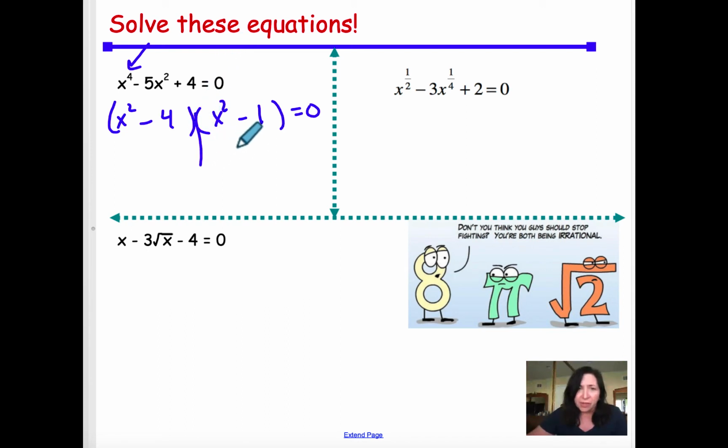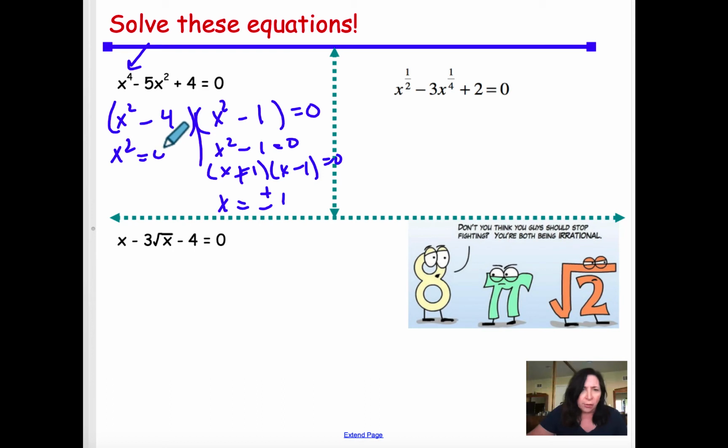So we're going to set both of these equal to 0. We get x squared minus 1 equals 0. When I factor that, I get x plus 1 and x minus 1. Or unless you move the 1 to the other side and you square root it, you still get two answers. x equals plus or minus 1. For this one, if I did that, I get x squared equals 4. x equals the square root of 4, which is plus or minus 2. So my solution set for this problem is going to be x equals solution set plus or minus 1 and plus or minus 2.